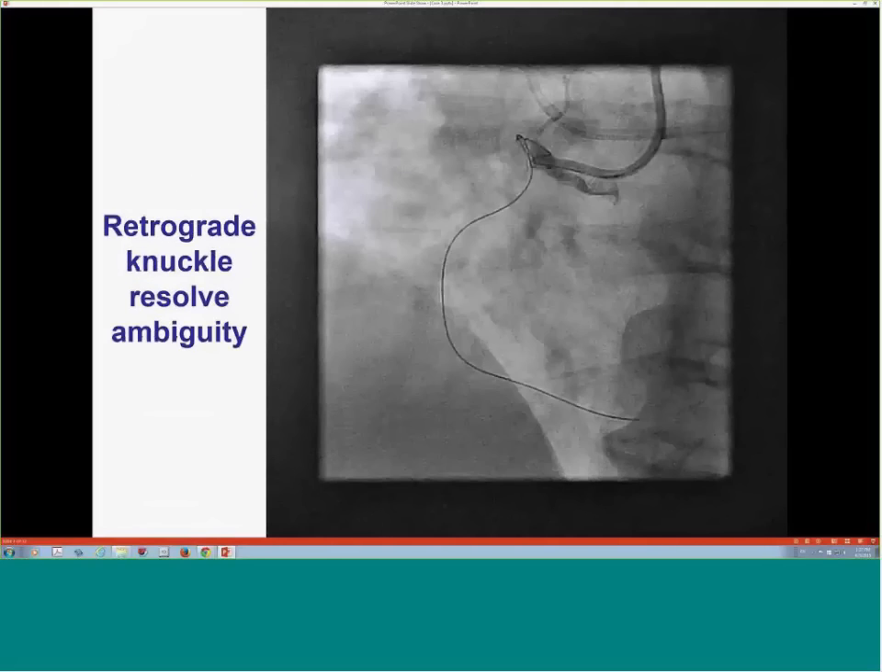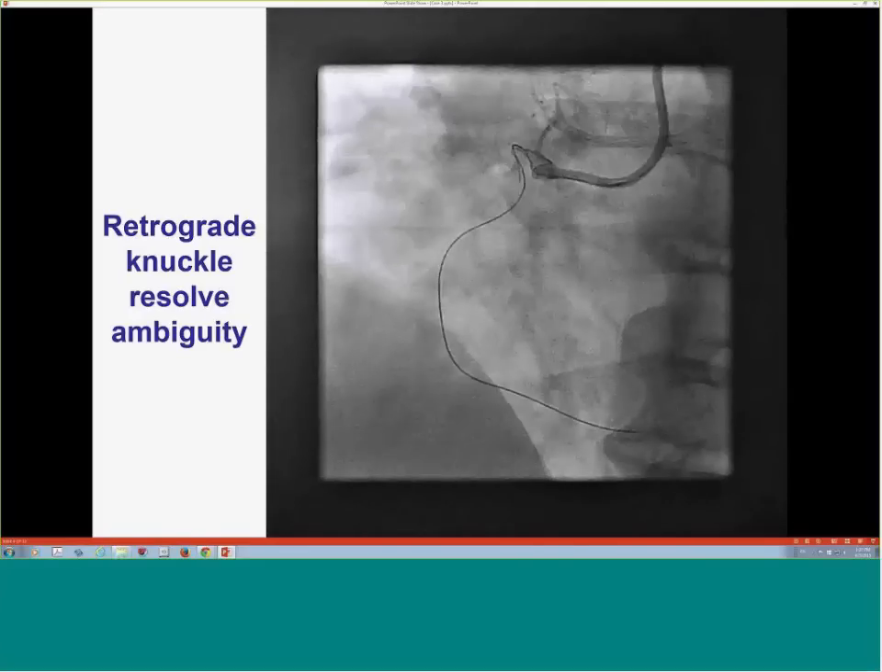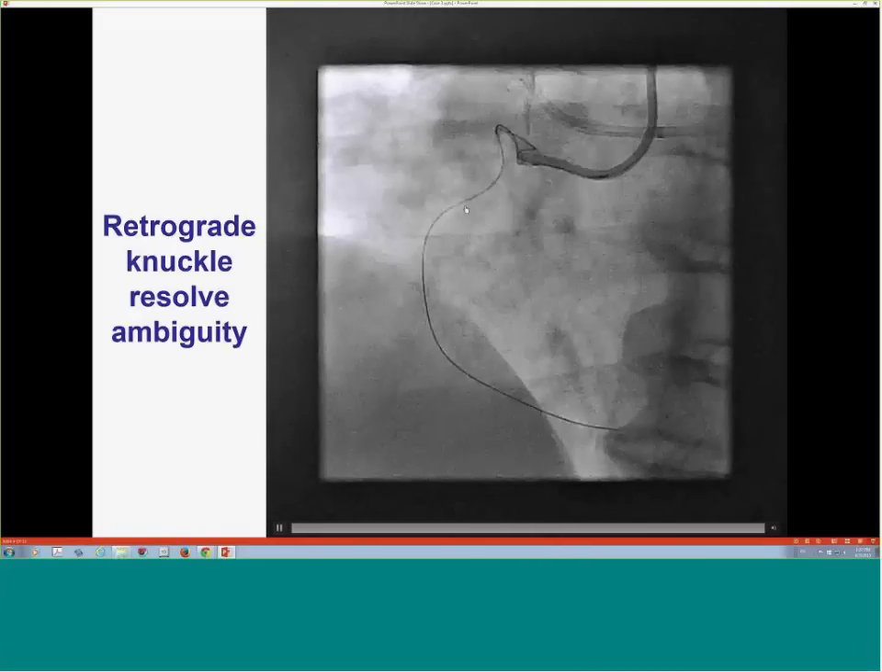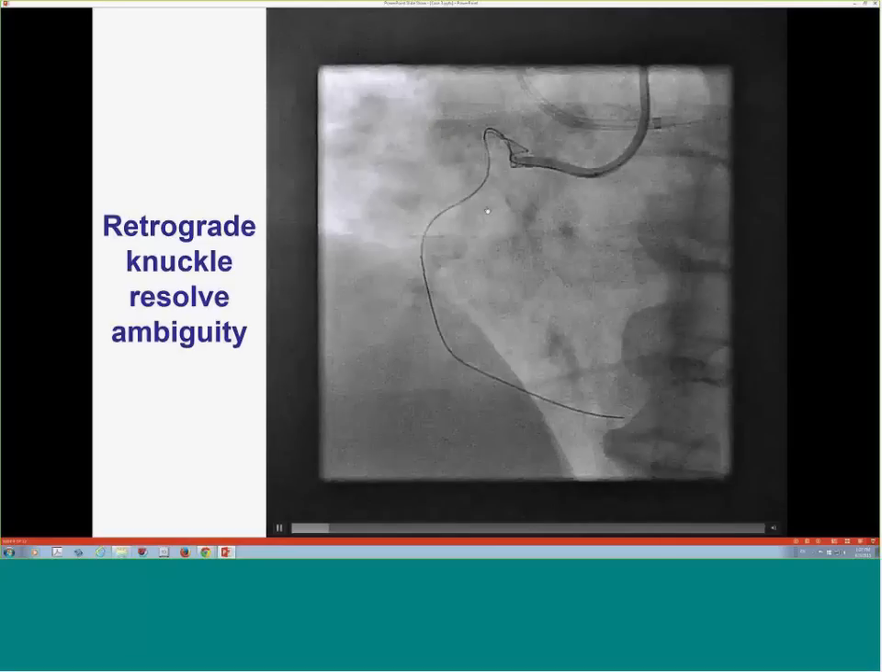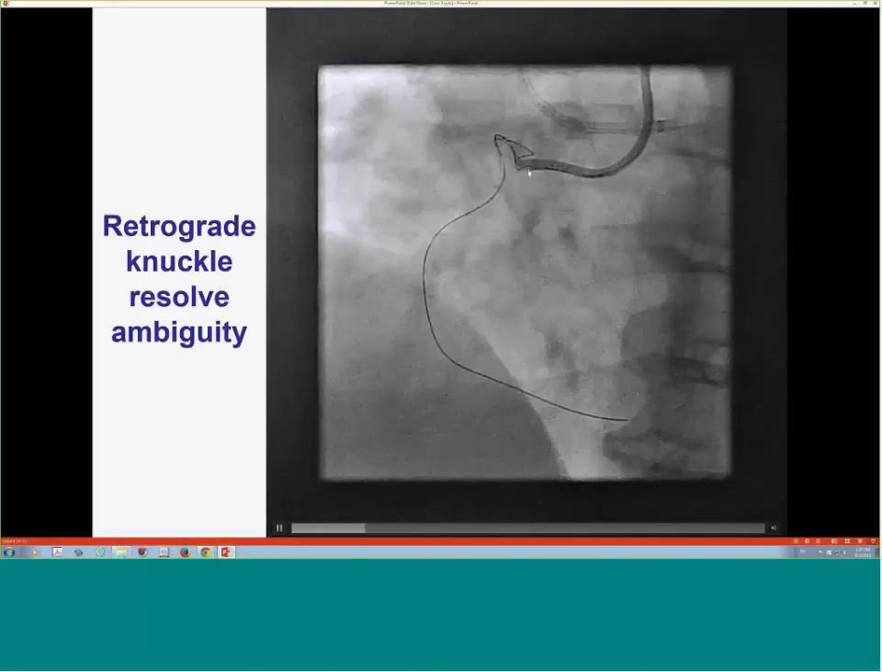And what we did in the end, because we couldn't figure out what was going on antegrade, we put in a knuckle retrograde, and what you're seeing here is the retrograde guide wire essentially being knuckled all the way up and down to the proximal right.